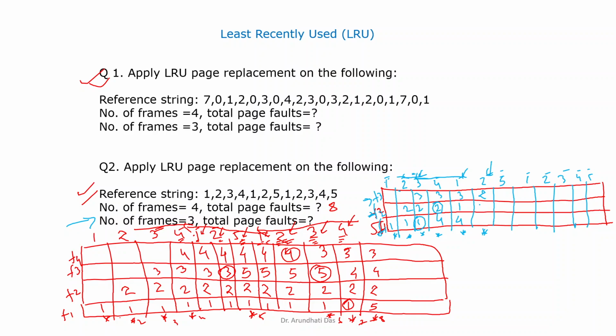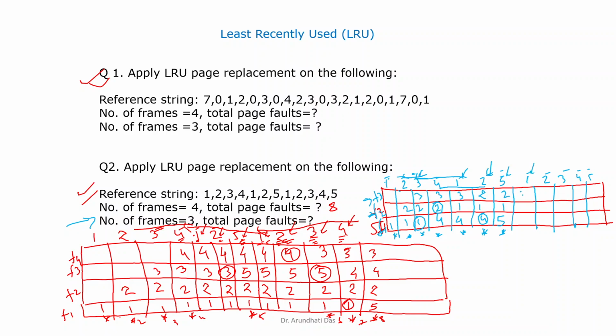Okay, I'll replace 3 with 2. 1 4 will be as it is. Next request is 5. It's a page fault, it's not there, so which one will I replace? 2 1 4. 4 is the least recently used. This one I'll replace. 1 2.